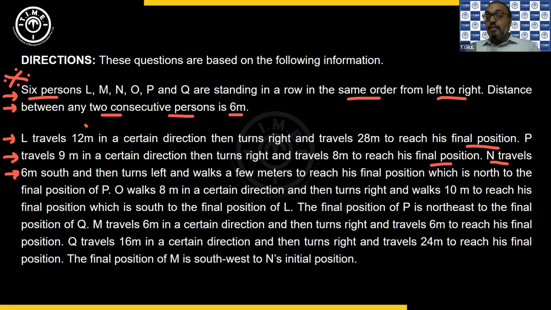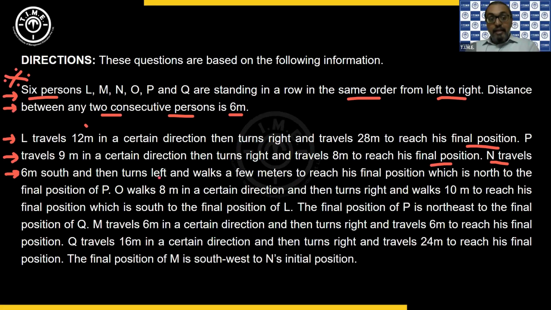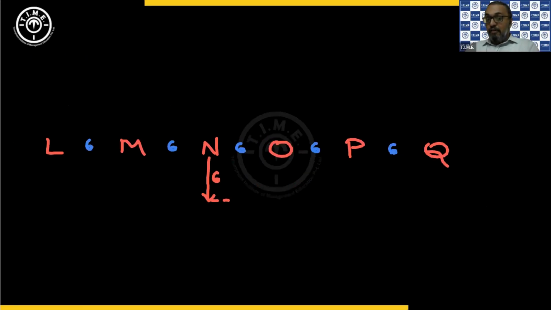N travels 6 meters south. Okay, now I can work with that. Then turns left. So from south, left is our right side, walks a few meters to reach his final position, which is north of the final position of P. So check here, traveling left means like this. Now N has to travel a few meters. What distance, we don't know, but the end position of N should be to the north of P's end position.